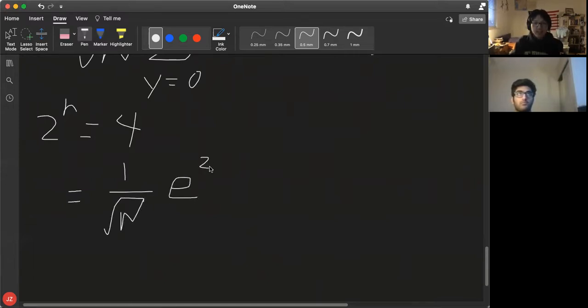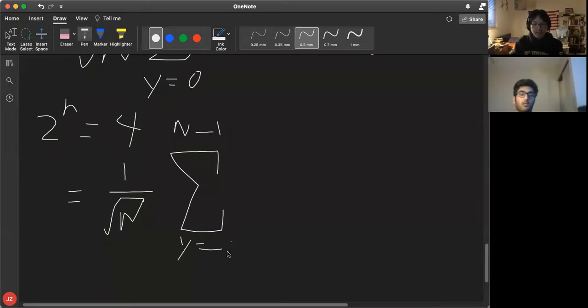So e to the 2 pi. Oh wow, whoops! I totally omitted the sigma. The sigma does not disappear, by the way. Here we go. Here is our good old capital sigma, of course, with y equals 0.